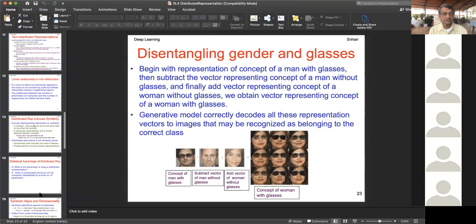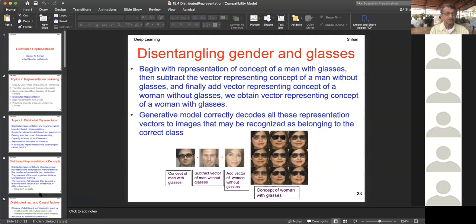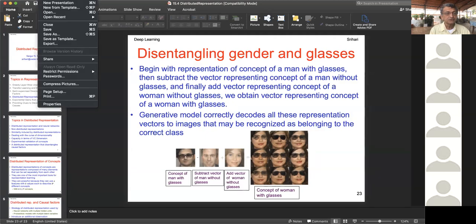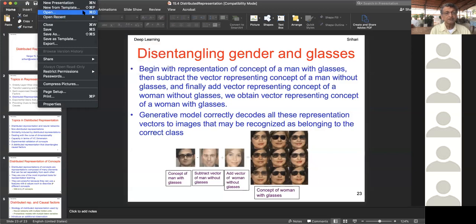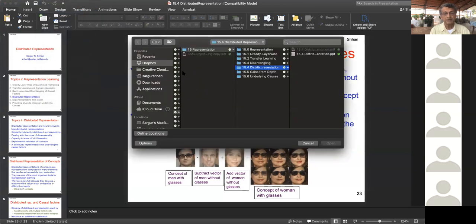Okay, so that is the first of our three topics today. This is about distributed representation. And let's continue with the others before we close. So we will go into gains from depth.